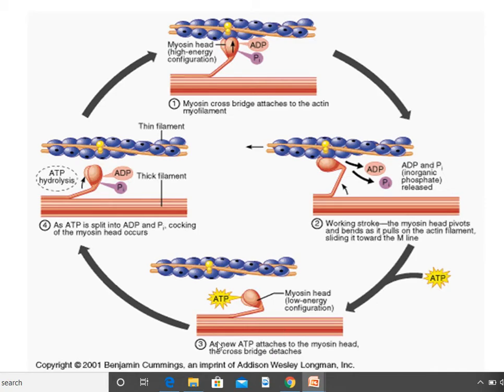Third one is, as a new ATP attaches to the myosin head, the cross bridge gets detached. When the new molecule of ATP binds to the myosin head, at that time the cross bridge gets detached. And the fourth one is, as the ATP is split into adenosine diphosphate and the phosphate, the myosin head cocking occurs. This is the total sliding filament theory of the contraction.